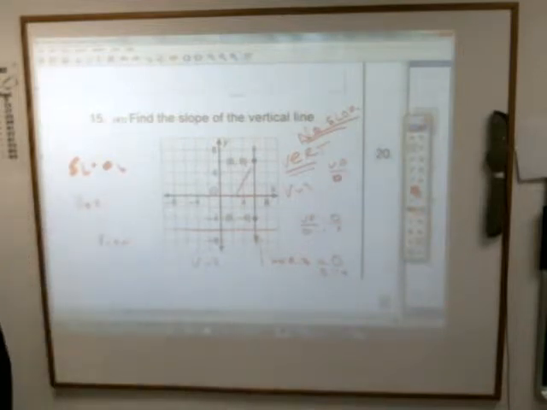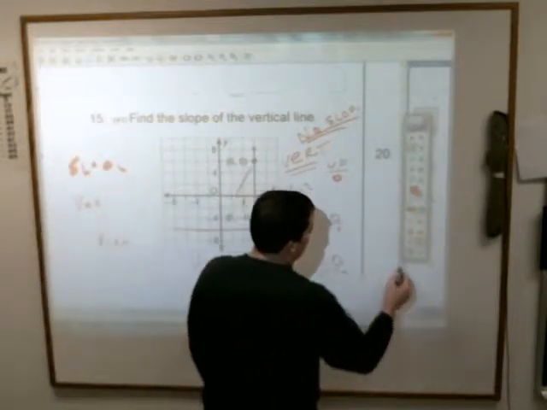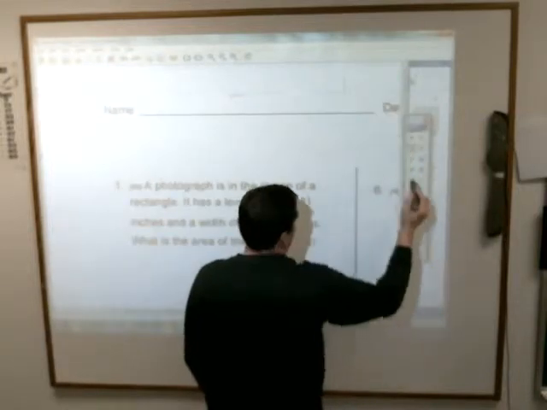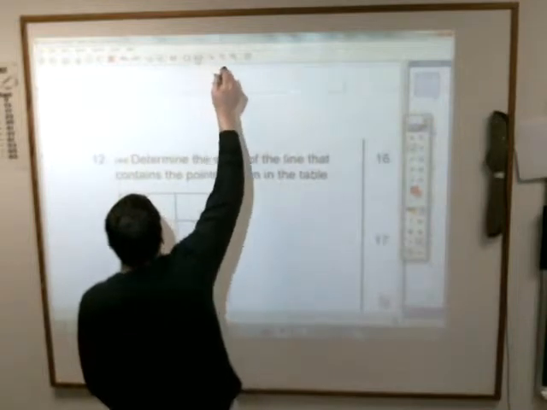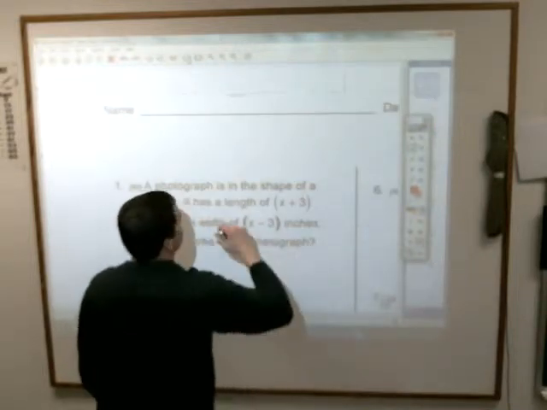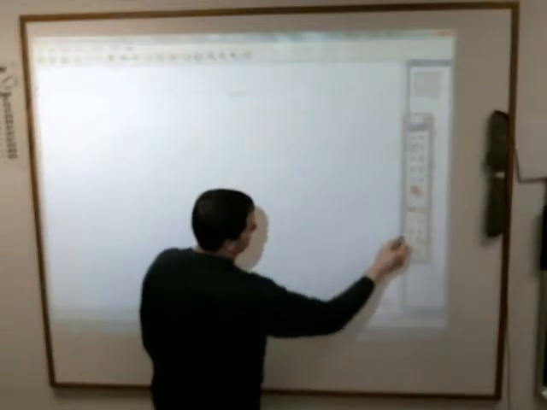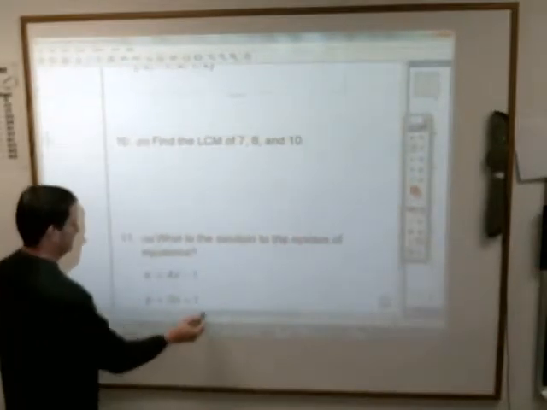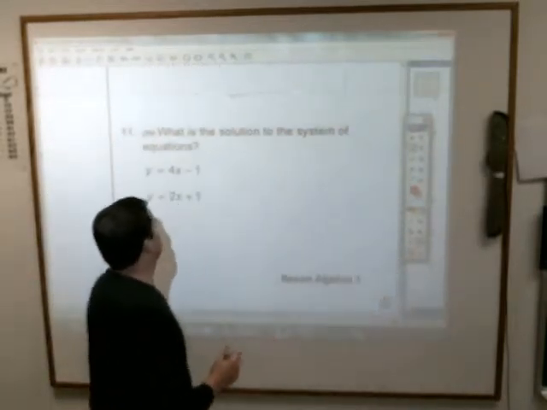One down, 19 to go. Jackson, we can move to your number 11. Is that on this page? Great. Number 11? Yeah. What is the solution to the system of equations? Y equals 4x plus 1, and y equals 2x plus 1.